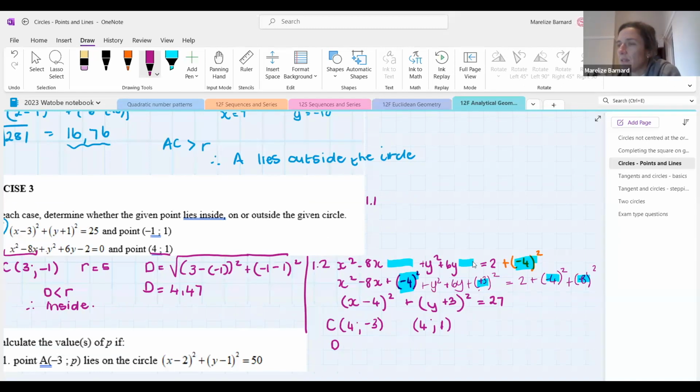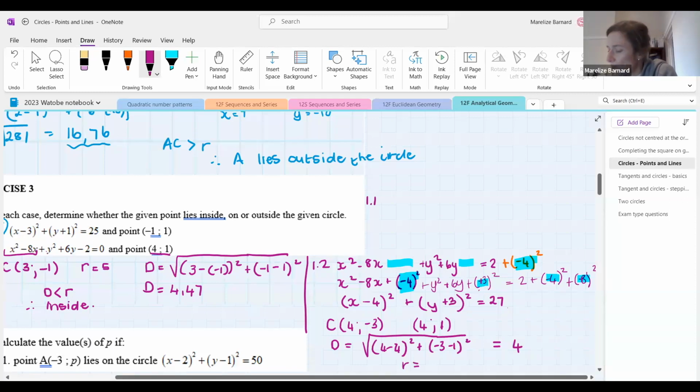Okay, so we can do the distance. And that just is going to give me 4. Yeah, I agree, 4. And from here, we can see that R is the square root of 27. Don't forget to square root the radius, eh? So whatever number is here at the end, that is the square root. 9 plus 16 is 25 plus 2. Yep, square root of 27.